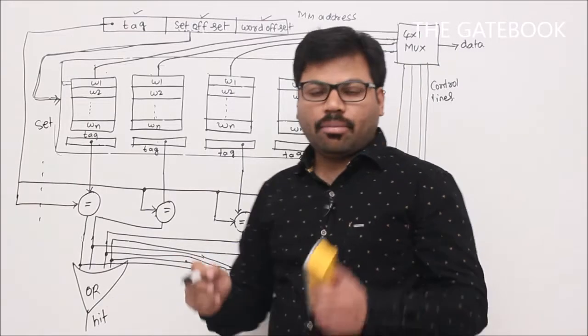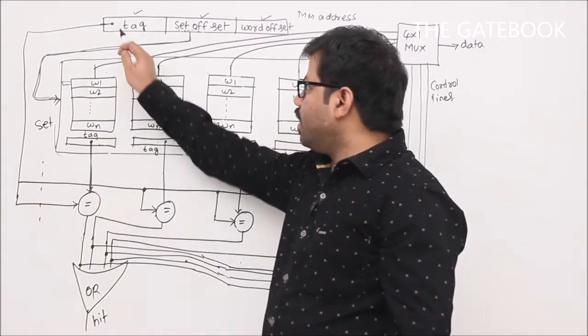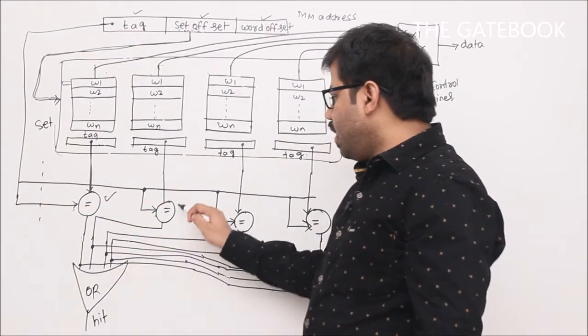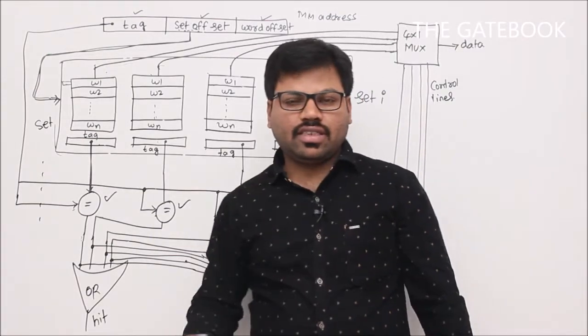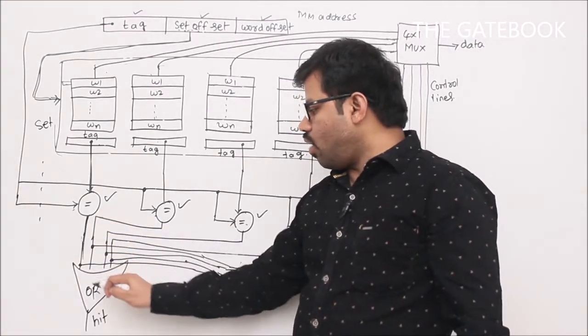We have to compare them in parallel. So that's why this tag is compared against this main memory's tag field. One comparator here, another comparator here, third, fourth. In that way there will be 4 comparators which work in parallel. The results will be connected to an OR gate.